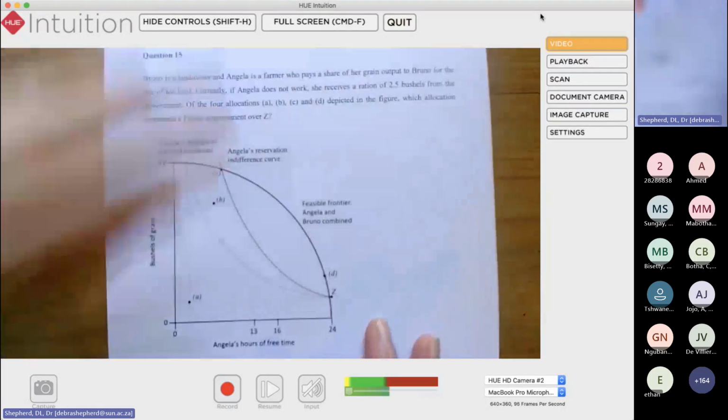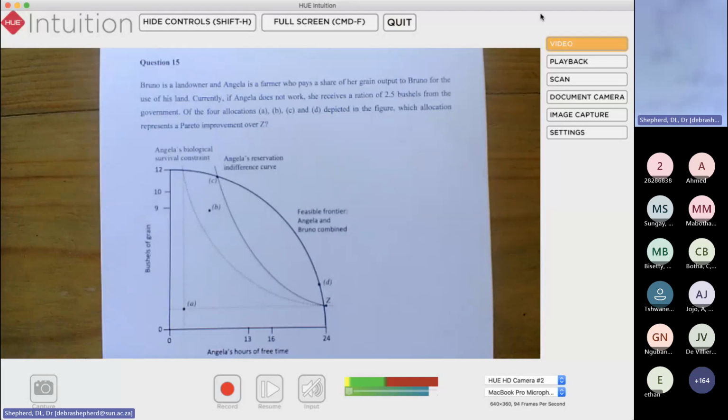So this question 15 says Bruno is a landowner and Angela is a farmer who pays a share of her grain output to Bruno for the use of his land. Currently, if Angela does not work, she receives a ration of 2.5 bushels from the government. Okay, so this point here, outside the feasible frontier, represents the reservation option. So if these two individuals, Bruno and Angela, cannot come to an agreement, if they cannot voluntarily exchange, then this is where they'll end up.